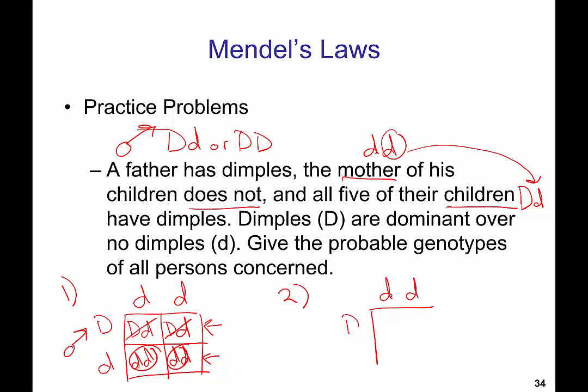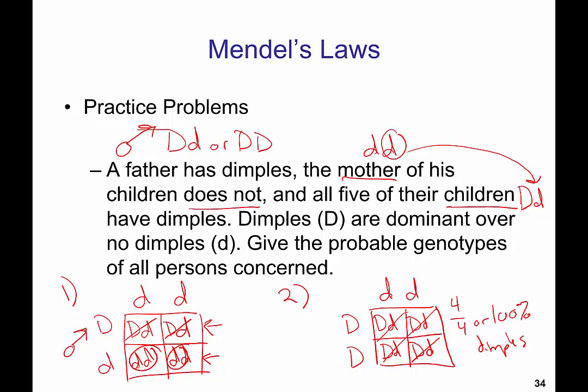So that's one option, but since you have 5 children that all have dimples, if we work our other option, if the father is homozygous dominant, this is going to give us these results. In this case, we have all represented as having dimples, right? So we have 4 out of 4, or a 100% chance of having dimples. This seems a little more likely or probable.